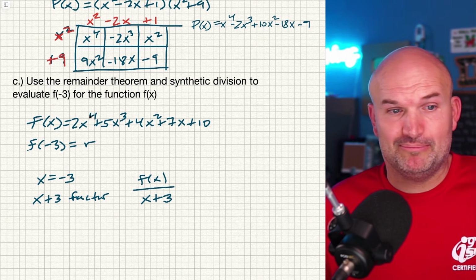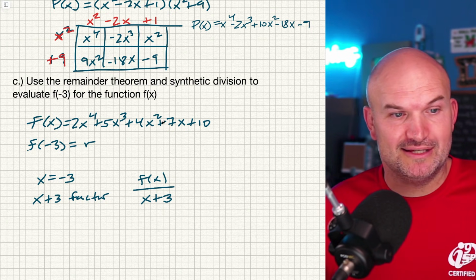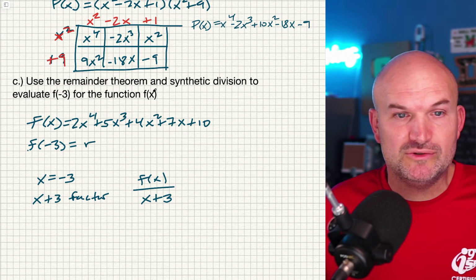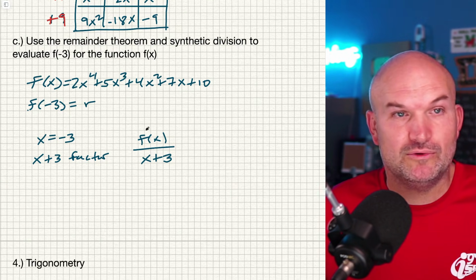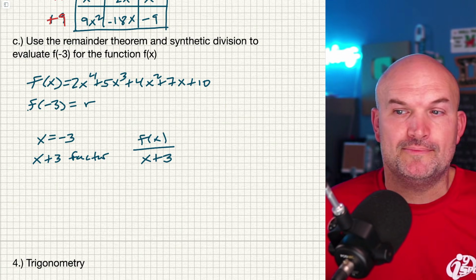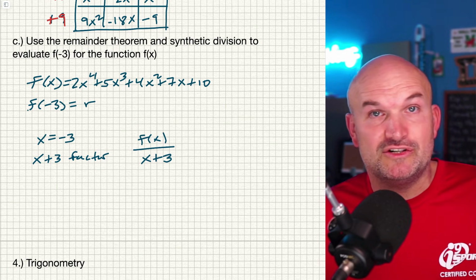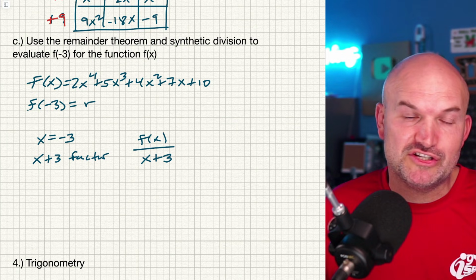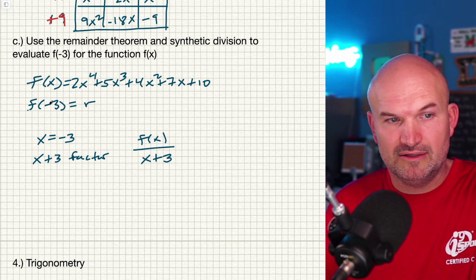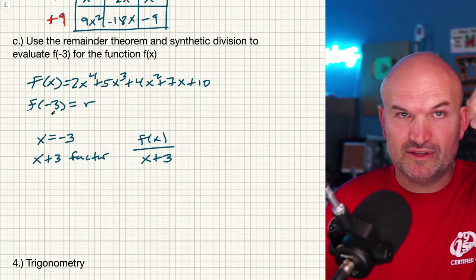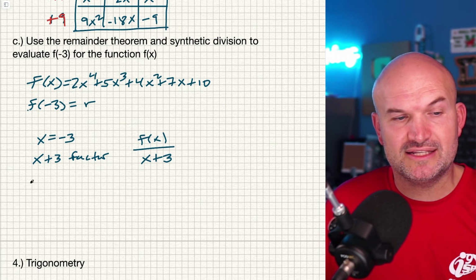But I don't want to plug that in there. That's going to be a lot of math. So what we can quickly do is use synthetic division to figure out what the remainder would be, which would be the same as using the remainder theorem. Sometimes the remainder theorem is faster and easier, and sometimes synthetic division is faster and easier. So again, if x plus 3 is my factor, then this would be my potential 0, or the value that I'm going to use for my synthetic division.